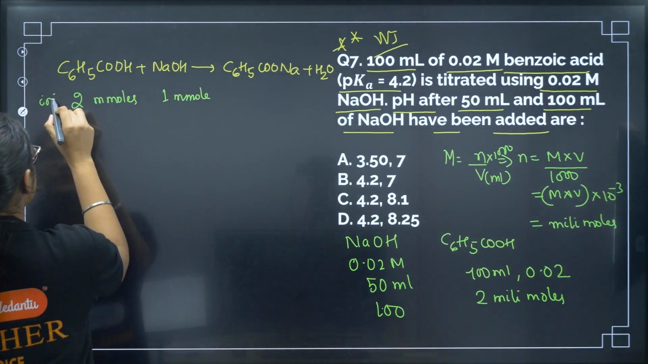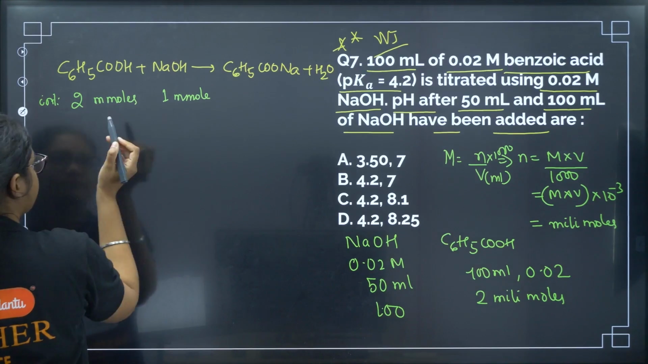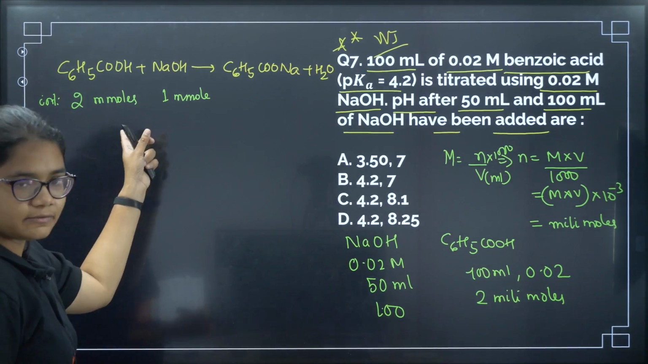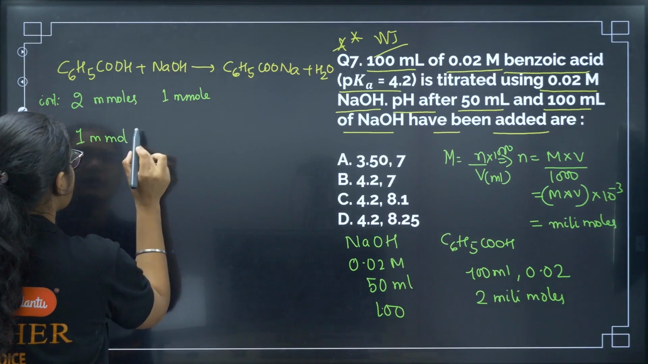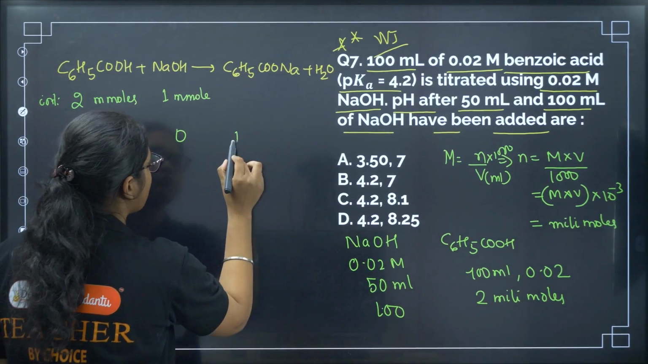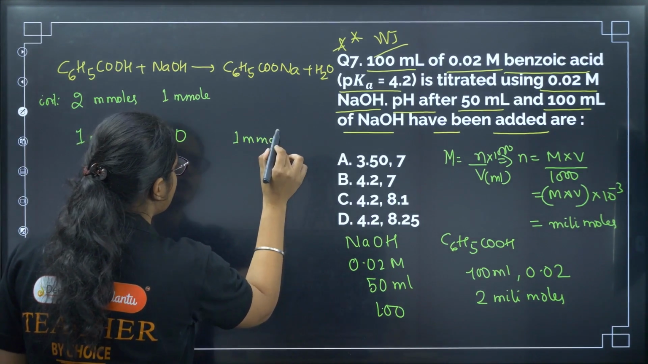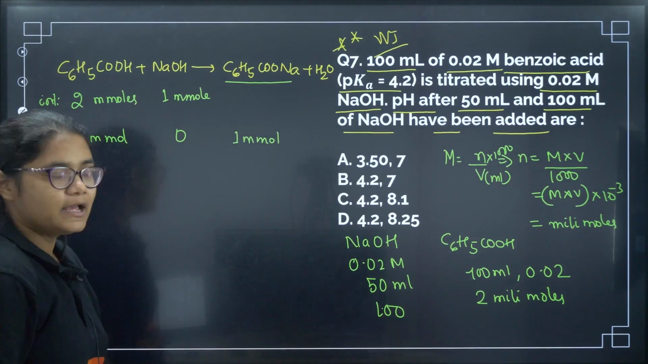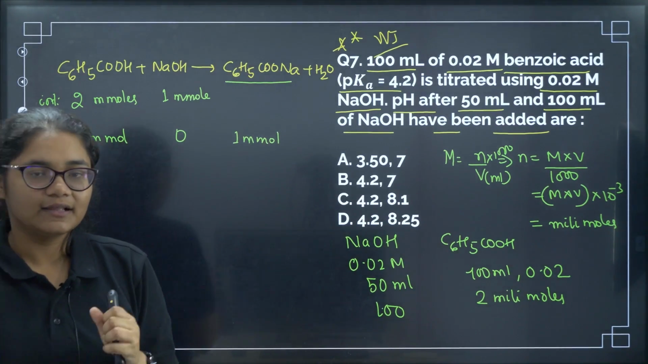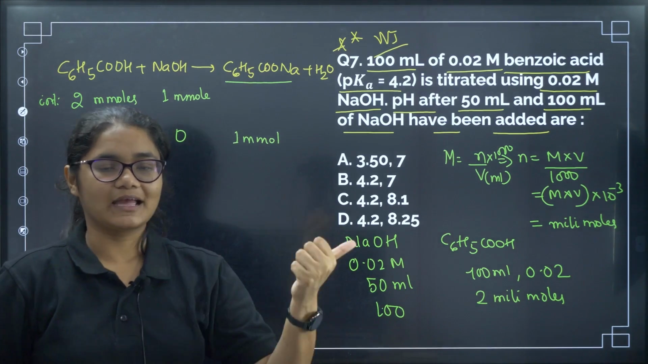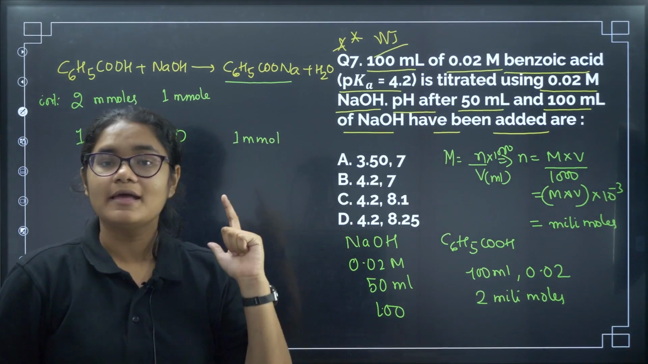So this is the initial amount that was present. Now what will be left after the 1 millimole has reacted with 1 millimole? Here we will be left with 1 millimole of benzoic acid. This one will become 0 and it will form 1 millimole of this salt, right? Now in the solution we have a weak acid and a salt of the weak acid. So what does this form? If you remember, a weak acid and the salt of the weak acid will form an acidic buffer.